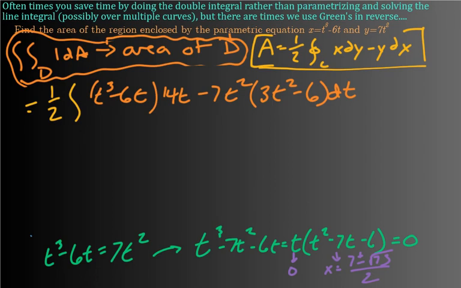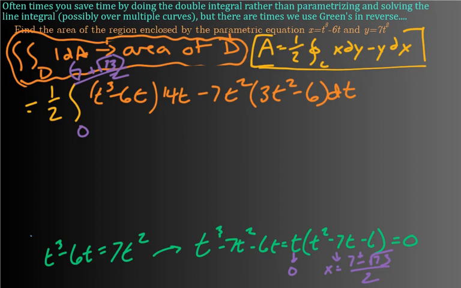So those become my bounds. Maybe I would only be concerned with 0 to 7 plus square root 73 all over 2. And so now it's really just a single variable integral. You solve that out, and you've actually found the area of the region in the positive t's that is formed by these two parametric equations. So that is how you do it.